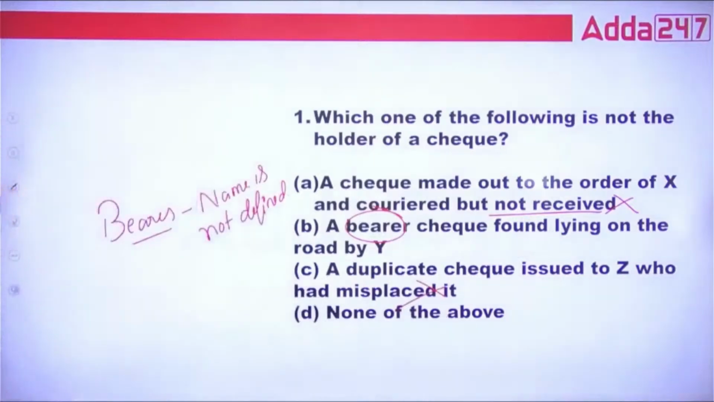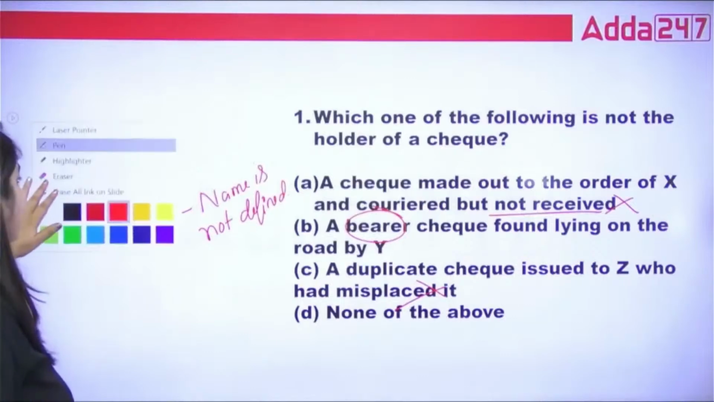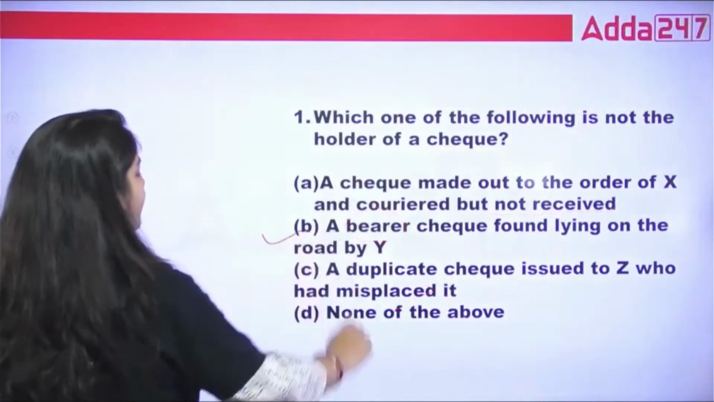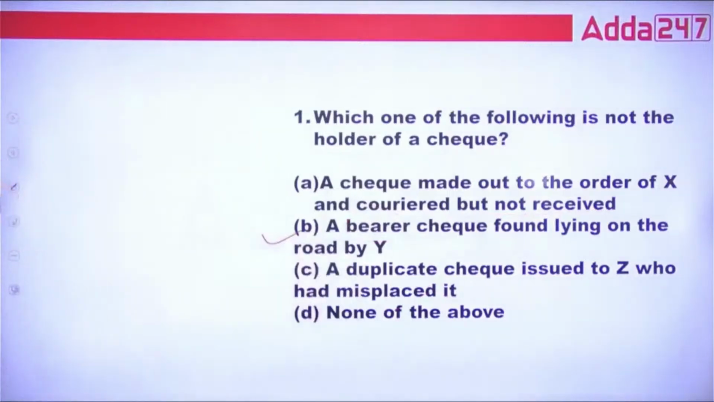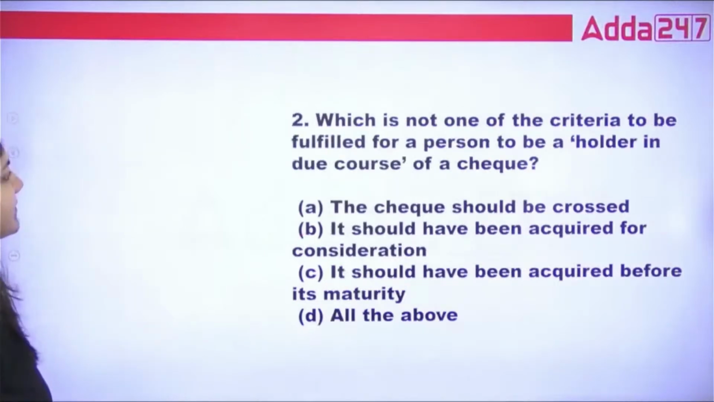But the bearer check found lying on the road by X. So, bearer check. Bearer means the name is not defined. B is the right answer. B is the right answer to the first question. Okay, bearer means that the name is not defined.